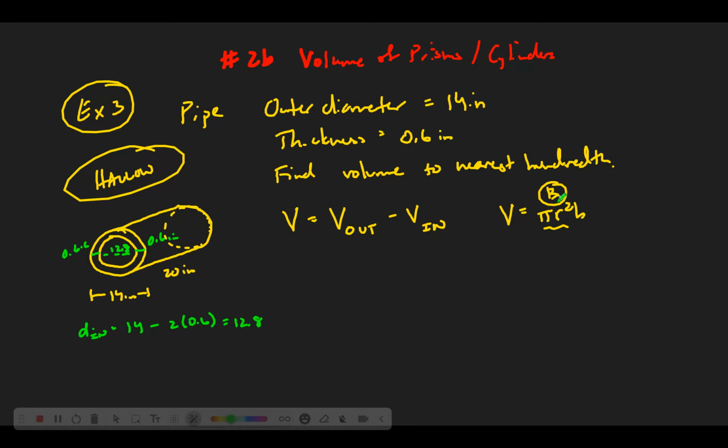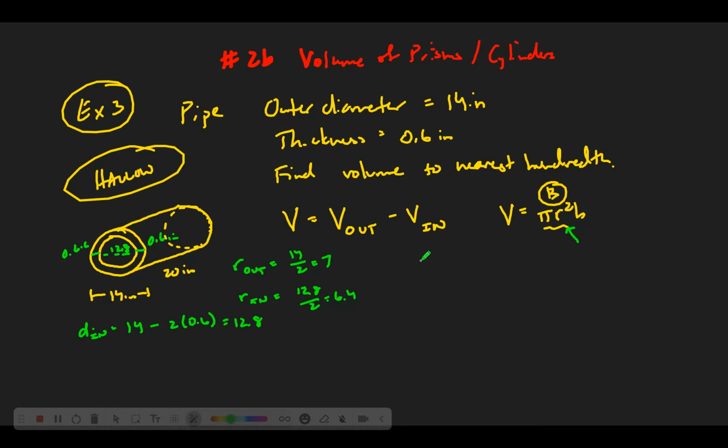Okay. So now notice over here, it says R. Well, for our 2 diameters, we have a 14 and a 12.8. We need to take half of those. For the radius of the outer, we take 14 and divide by 2. That's 7. And for the radius of the inside, we take 12.8 and divide by 2, which is 6.4. And now we have our 2 formulas.